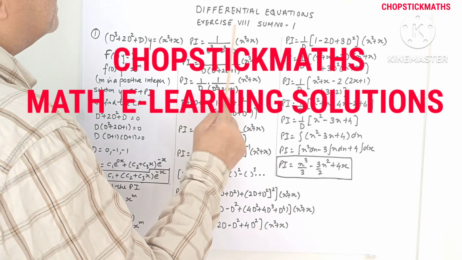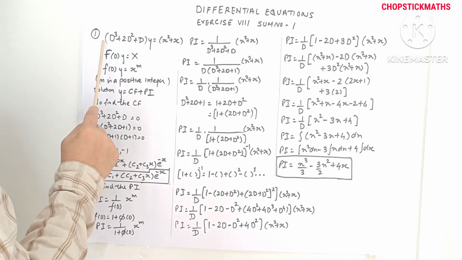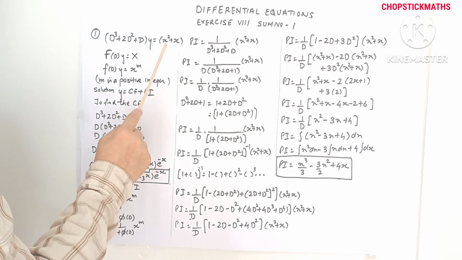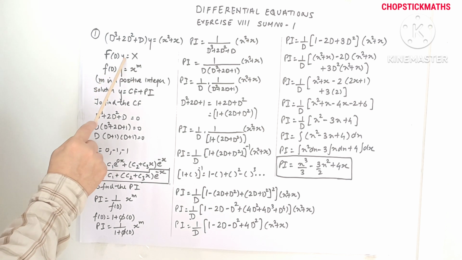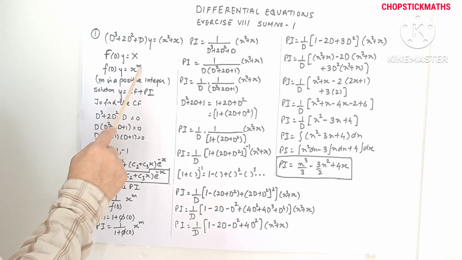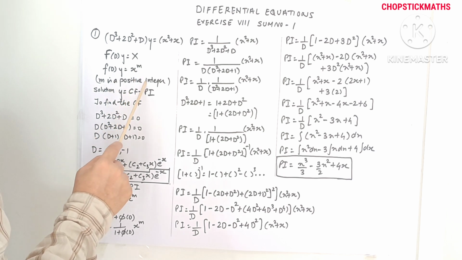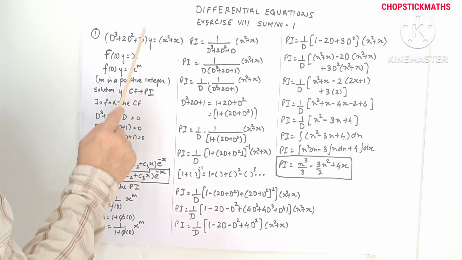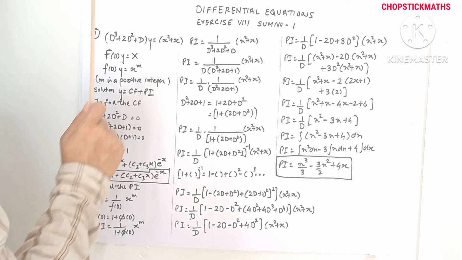Differential equations, exercise 8, sum number 1. The given differential equation to be solved is (D cube plus 2D square plus D) y is x square plus x. Now this is of the type f of D into y is capital X, that is f of D into y is equal to x raised to m, where m is a positive integer. So you can see f of D is D cube plus 2D square plus D, and x raised to m is x square plus x.